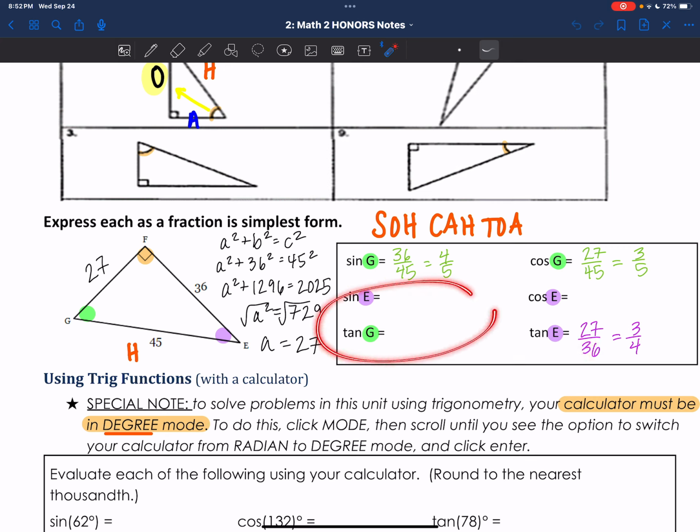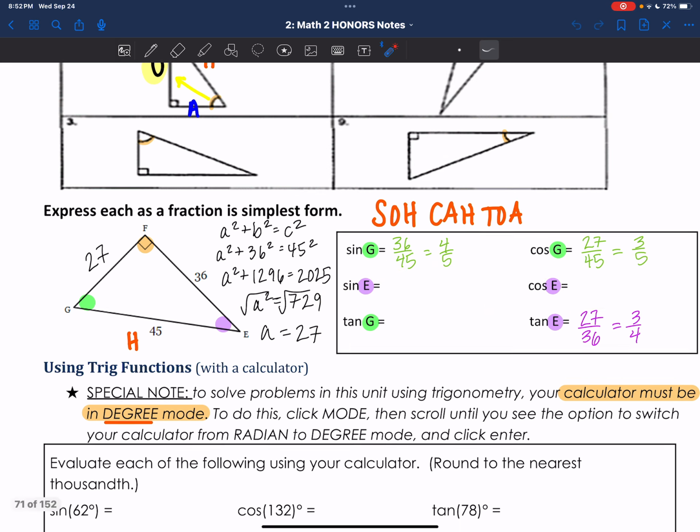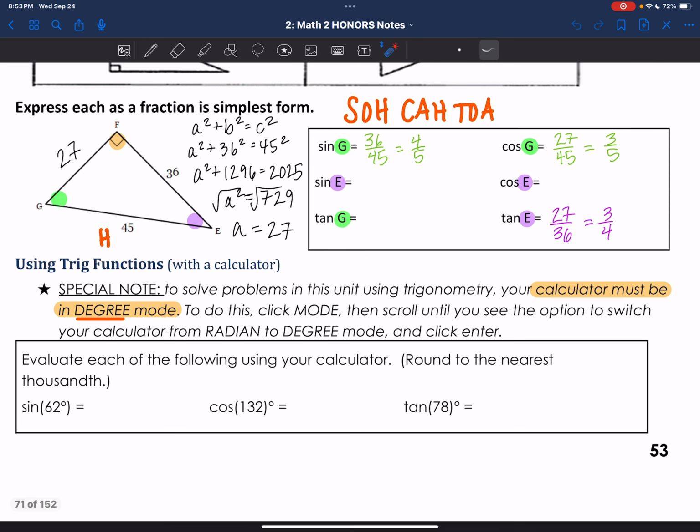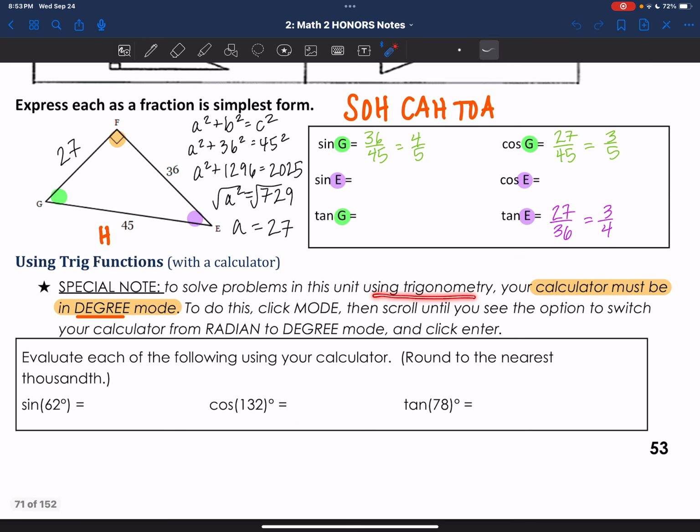I want you to go ahead and try those to do the ratios. All right, so now we're going to use trig functions with a calculator. This you need a calculator for. The most important thing is when we're doing trig, your calculator must be in degree mode. I'll show you how to do this.